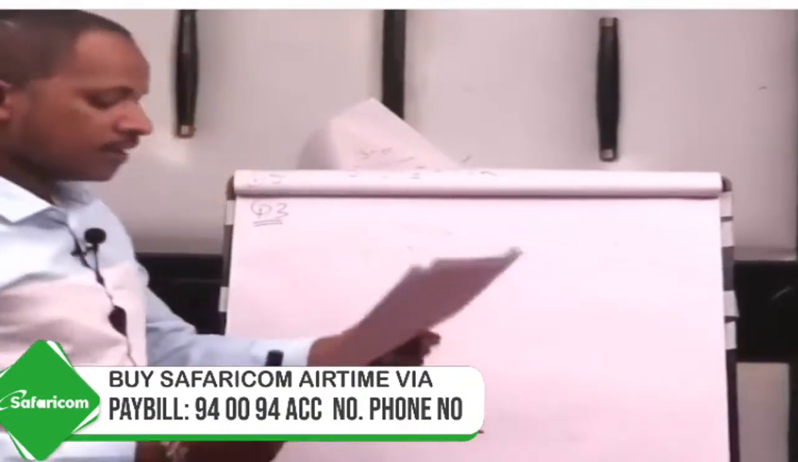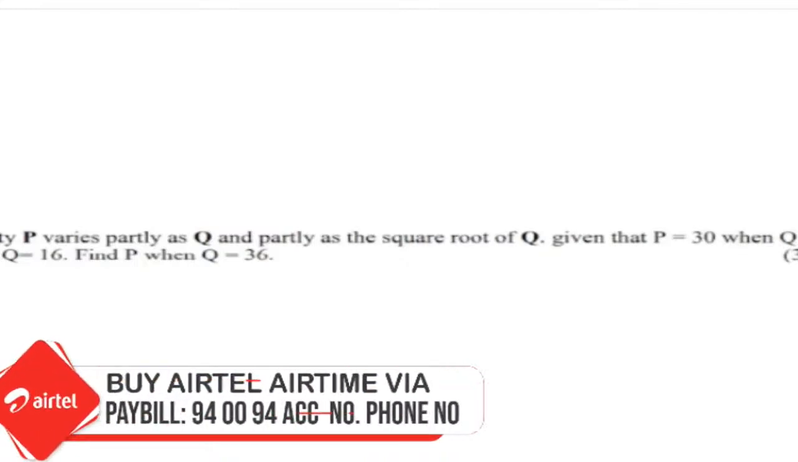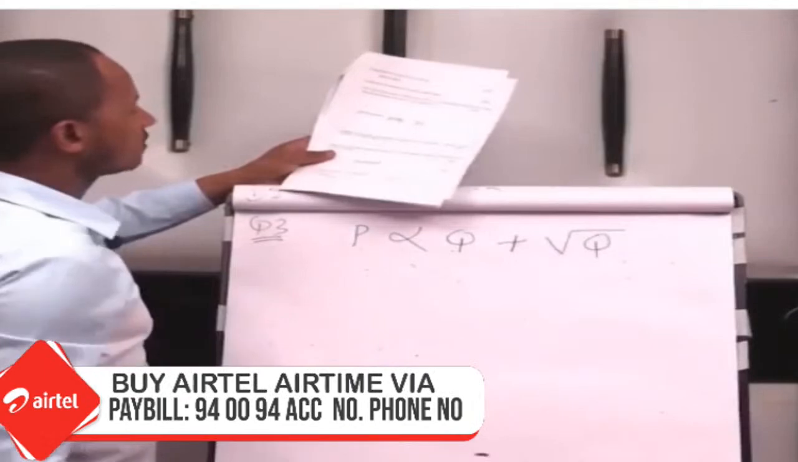Question number 3. A quantity P, this is variation, a quantity P varies partly as Q and partly as the square root of Q.